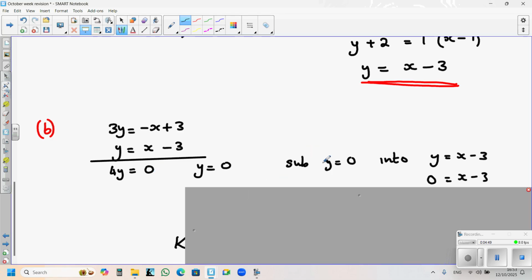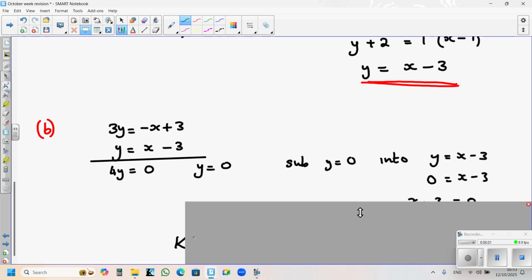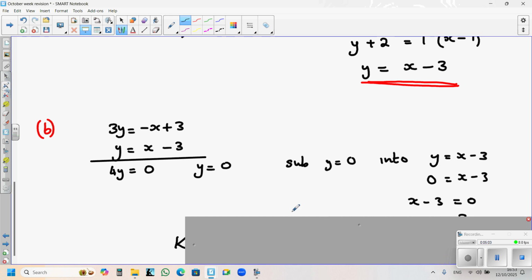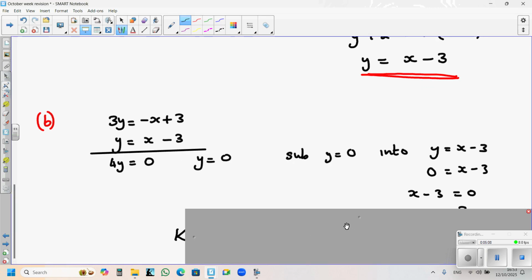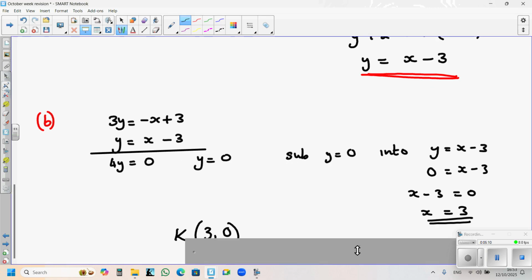So we're now going to sub y equal to 0 into, and the easiest equation to choose is y is equal to x minus 3. So y is 0, there's the x, there's the -3. So x minus 3 equals 0. And if x minus 3 equals 0, add 3 onto both sides. And when I add 3 onto both sides, I get x equal to 3. So the point of intersection in the question, they said it was called K. So K is the point, x number comes first, (3, 0).